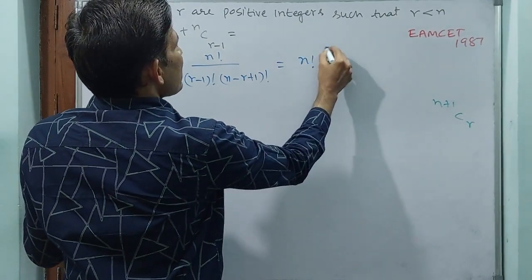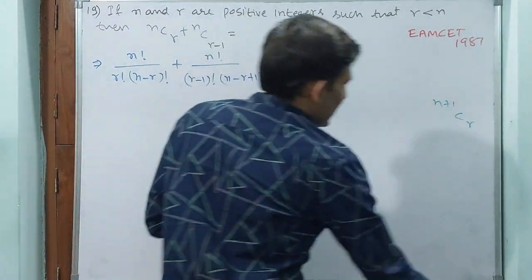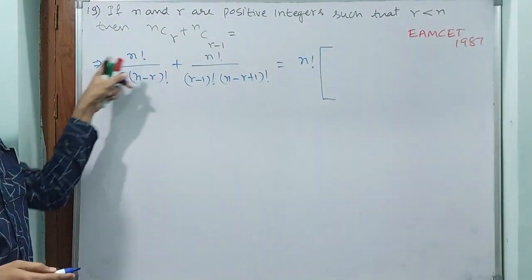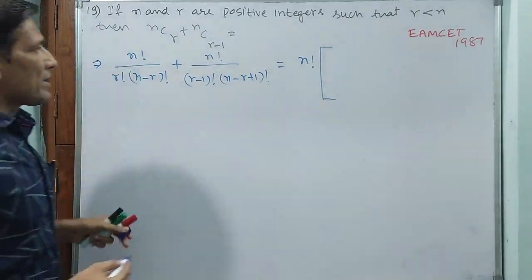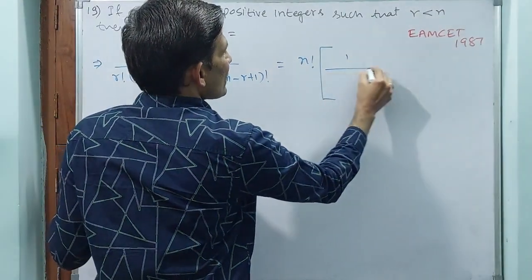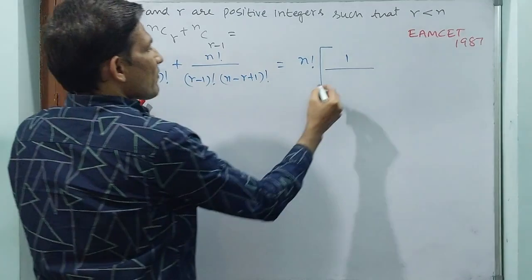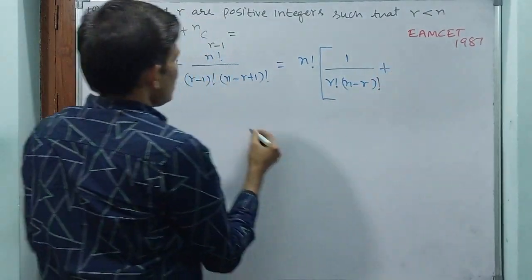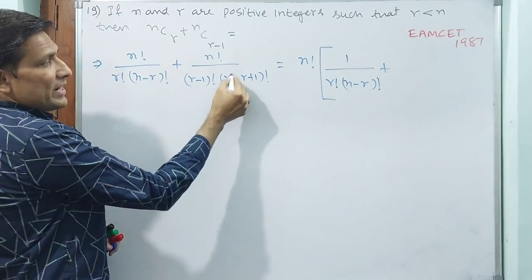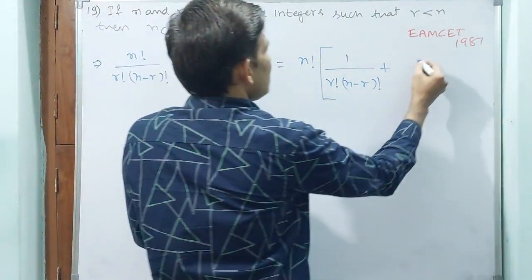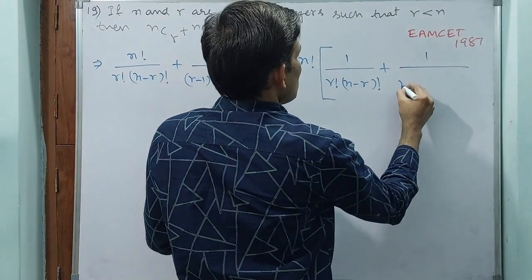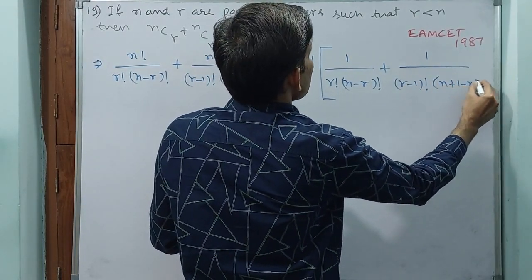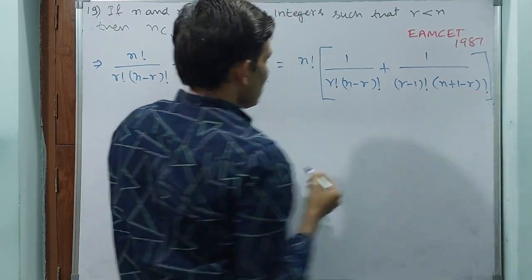See here what will happen. N factorial I am taking common outside. The answer (n plus 1) C r has to come. This it will come, no problem. N factorial in the numerator I have taken common. Then 1 divided by r factorial (n minus r) factorial, plus, you see here, this I want to take as (n plus 1 minus r) factorial: 1 by (r minus 1) factorial (n plus 1 minus r) factorial.